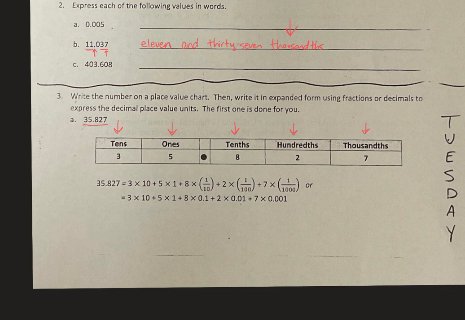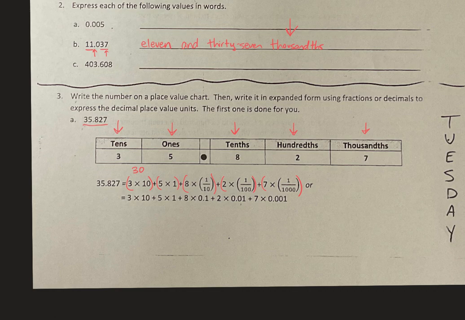So what I do whenever I write expanded form, I like to put my multiplication in parentheses. That way I know that first I'm multiplying before I do anything else, right? And then I would add them all together. So I'm going to start with the 3 that's in the tens place. So I'm going to do 3 times 10 to begin, and that's a 30, right? 3 in the tens place is a 30.